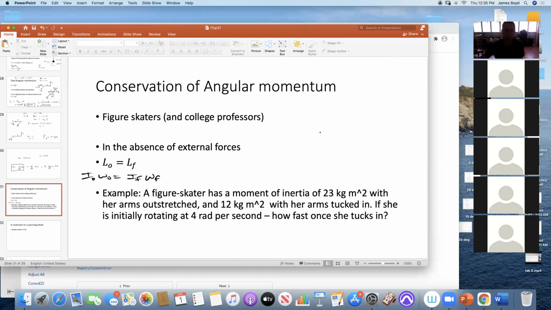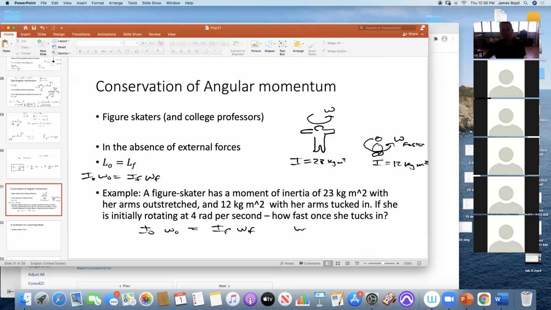So let's say she's got her arms out. I know she doesn't look like a figure skater, but she's spinning around with some omega, and her I is 23 kilogram meters squared. Then she tucks into a small ball and spins faster, but we don't know by how much. Her I in this position, because she's tucked in, is almost half of what it was, 12. We write I initial omega initial equals I final omega final. Omega final is I initial over I final times omega initial. That's 23 over 12 times 4 rad per second, so 4 times 23 divided by 12 is 7.67. So omega final is 7.67 rad per second. By tucking in, she increases her speed.